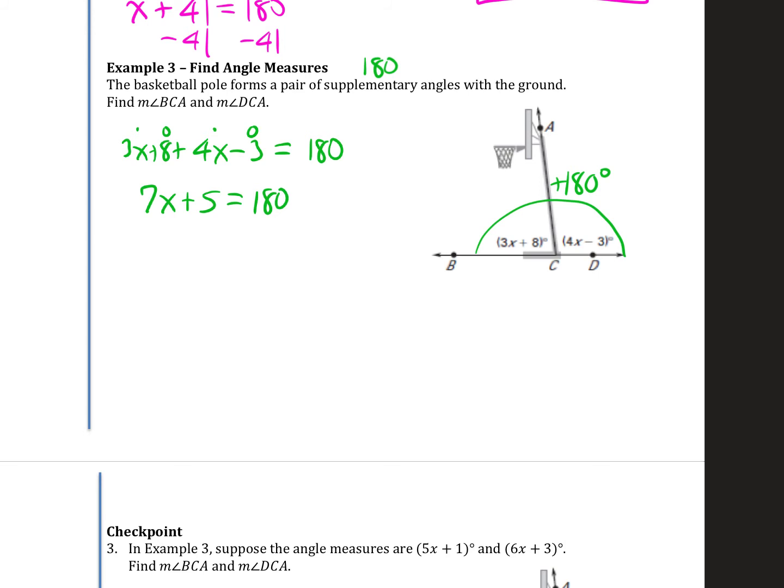How do we solve for x now? Minus 5. 7x equals 175. Divide by 7. x equals 25. Are we done? We are not. We got to find the measure of the angles.